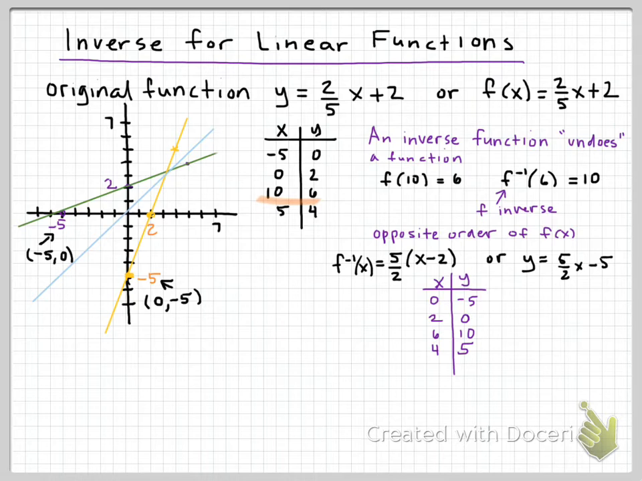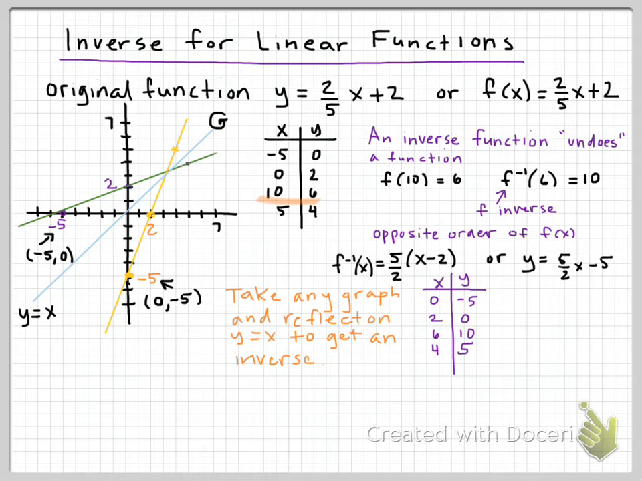That's a 45-degree line. And if you held your paper on y equals x and you rotated, you would get one or the other function. So if you rotated that green line across the y equals x, you would get that yellow function. So every single inverse is a flip on the y equals x, or a rotate on the y equals x, of the original graph. So that's kind of interesting. So if you take any graph and reflect on y equals x, you always get an inverse.